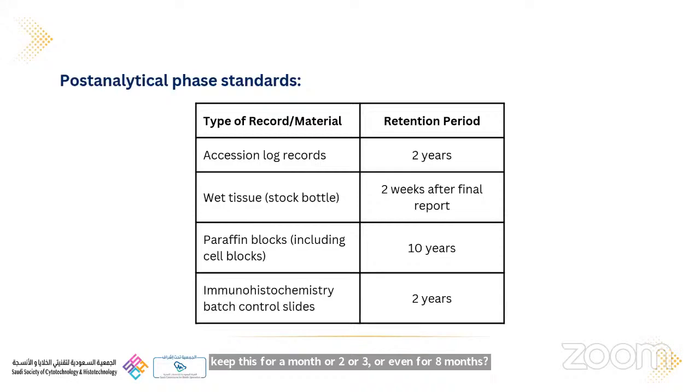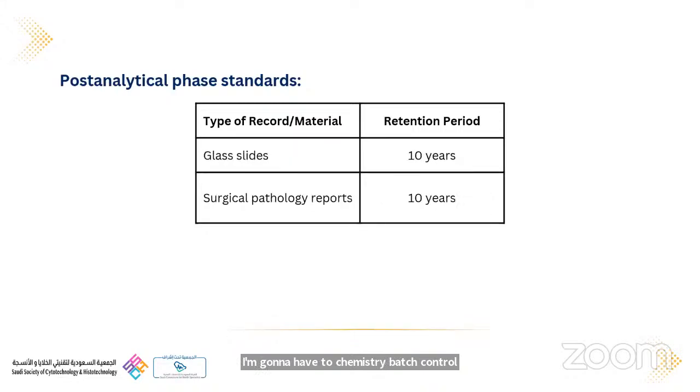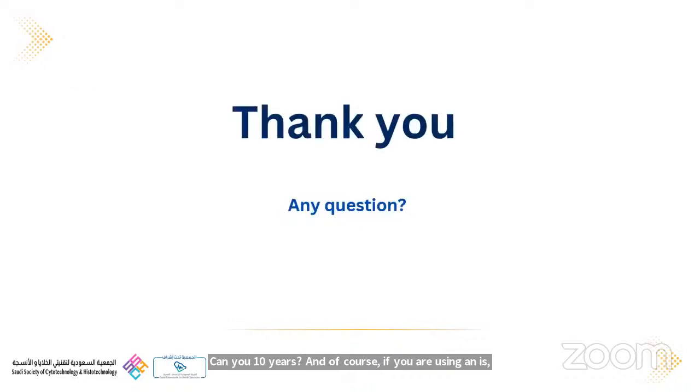Paraffin blocks, including cell blocks, have to be stored for 10 years. Immunohistochemistry batch control slides have to be maintained for 2 years. And then glass slides, whether histology, cytology, any glass slides, will have to be stored for 10 years. And then the surgical pathology reports, 10 years. And of course, if you are using an LIS, everything will be stored safely in your institution.